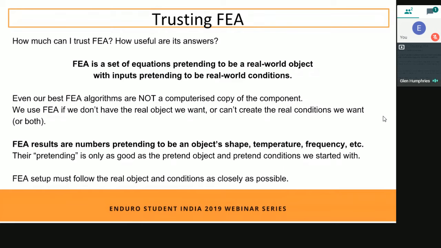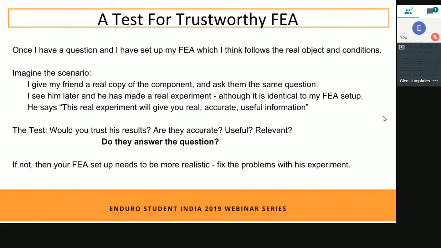So to put that point home, your FEA setup must always try to follow real object and real conditions as closely as possible. Okay, and this is a nice little test I like to tell students to see if they would really trust their FEA.